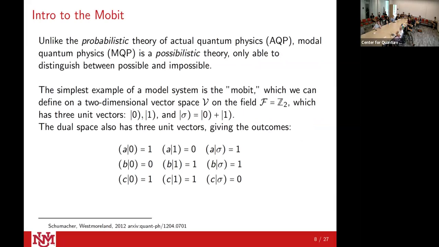All right, so yeah, modal quantum theory. This is a paper by Schumacher and Westmoreland. I don't think Schumacher invented modal quantum theory, but when I read it, I was like, Schumacher has done it again. Basically, modal quantum theory is interesting. Instead of our actual quantum physics, modal quantum theory is a possibilistic theory. It's not interested in the specific probabilities we get from quantum predictions. It's just interested in whether something happens: is an outcome possible or impossible.